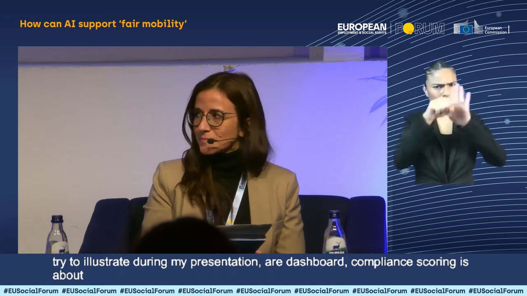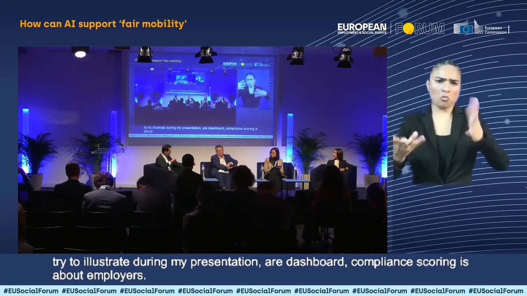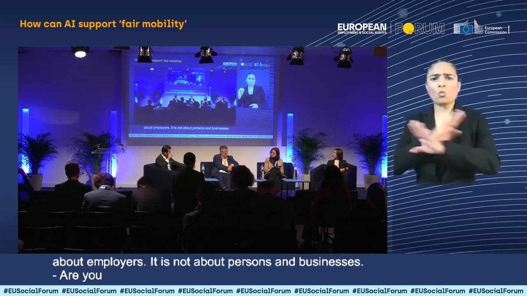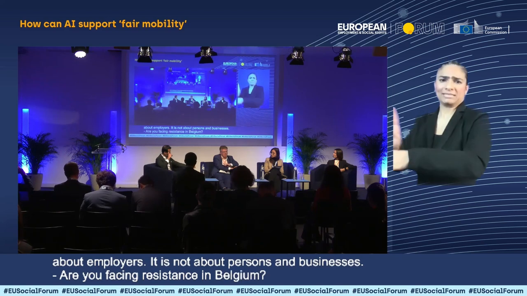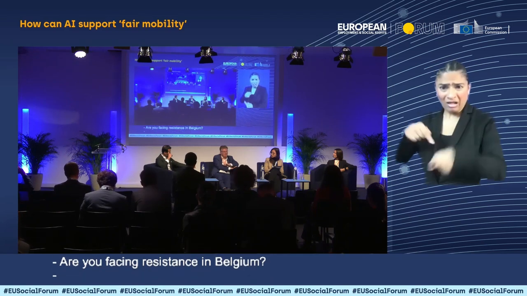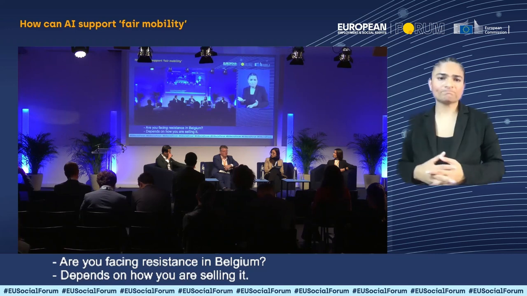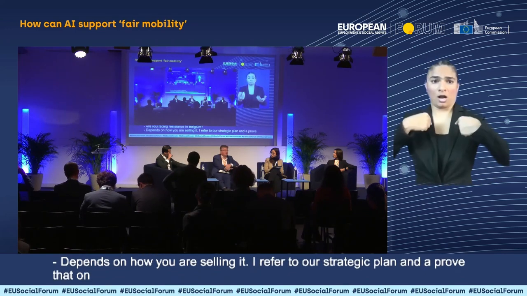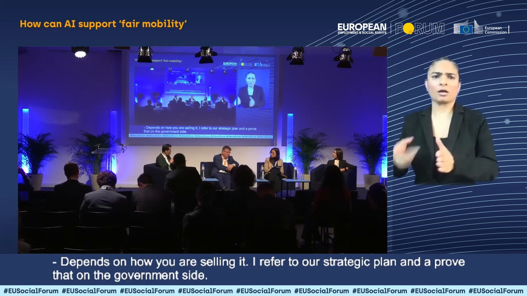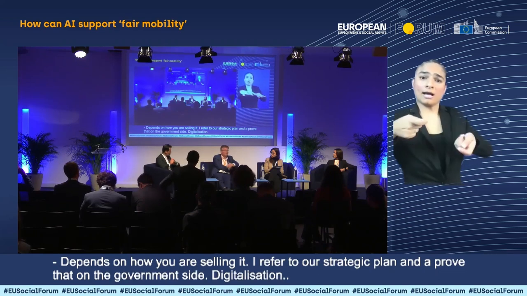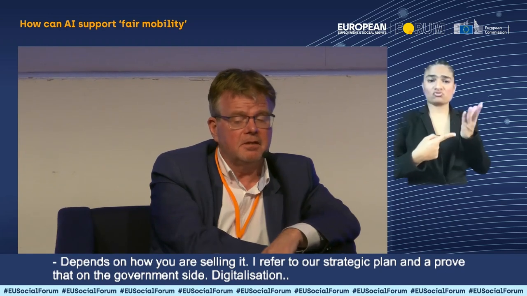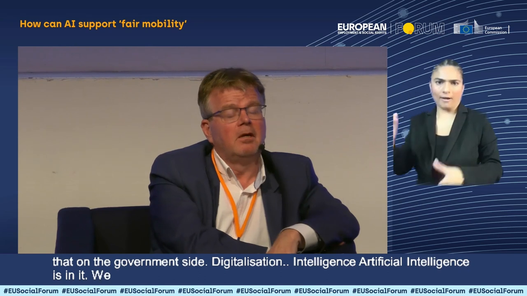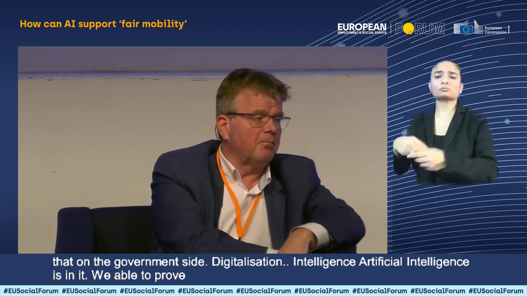Okay, excellent. Bart, are you witnessing resistance in Belgium? It depends on the way you're selling it. I refer to our strategic plan for tackling social fraud. So they approved it on the government side. So digitalization, artificial intelligence is in it. But why is it in it? Because we can prove the added value of our risk analysis system, because we can detect social fraud three times faster. The infringement rate is much higher and so on.